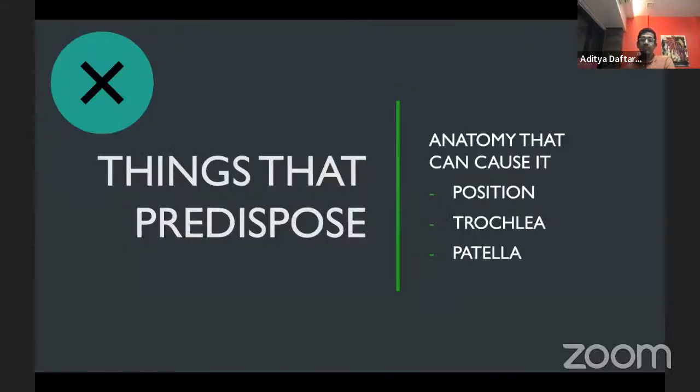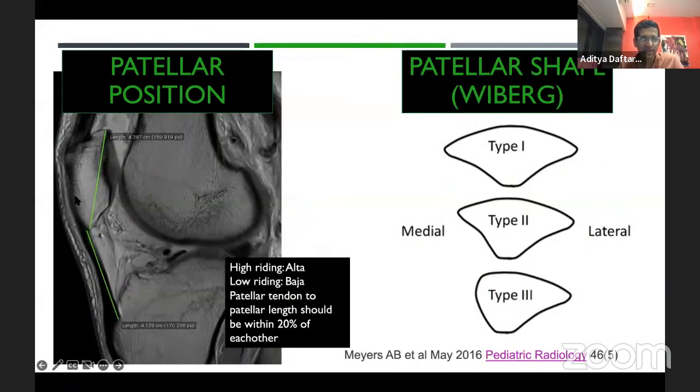Now, what are the things that can predispose, the anatomy that can cause it? So some of the things that we look at are obviously the patellar position. So we measure the Insall-Salvati ratio, which is the patellar length to the patellar tendon length. Nowadays, there's a greater preponderance to measuring the Caton-Deschamps ratio, which is the patellar articular surface length to the patellar tendon length. And then we look at whether there is a high riding or a low riding patella. And then we look at the patellar shape. Now, from what I understand, patellar shape does not play a massive role in patellofemoral instability, but nevertheless, we do describe it.